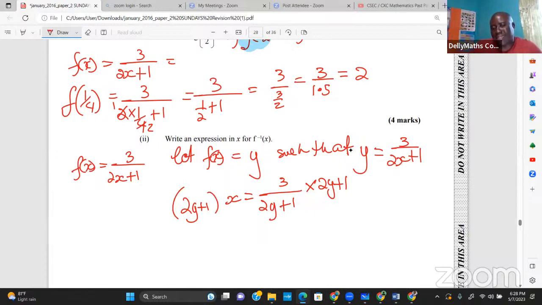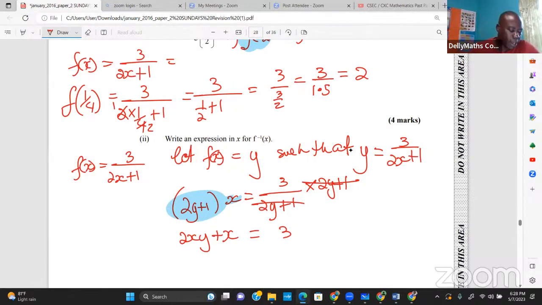On the right side, the 2y plus 1 cancel, right? So we're going to distribute now. On this side, we're going to distribute that x in there. So you'd have 2xy plus x, which is equal to 3. All right, so that's what we have.